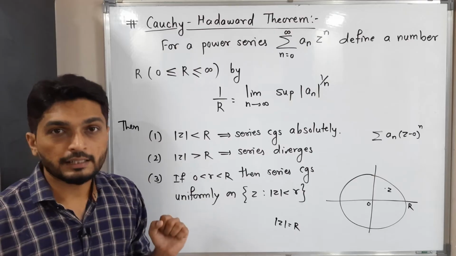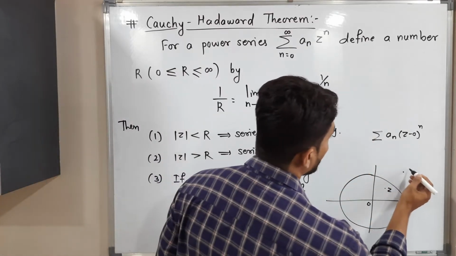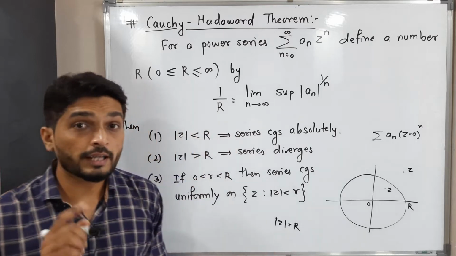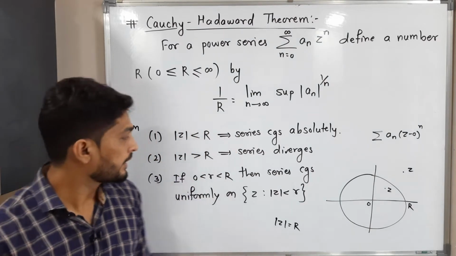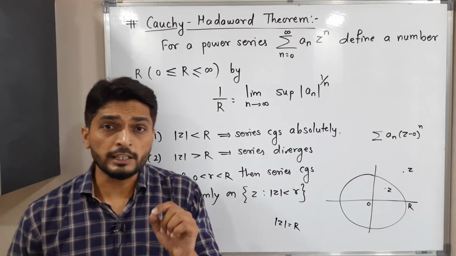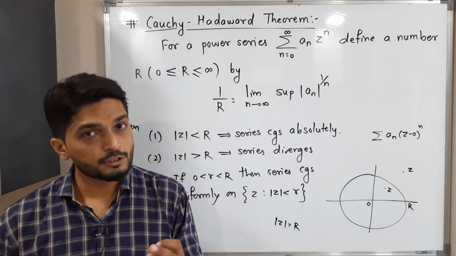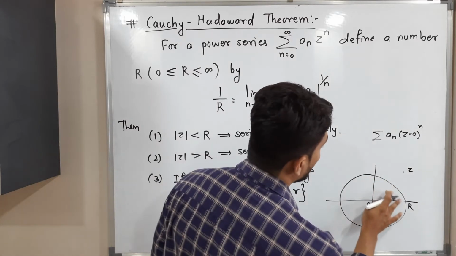|z| > R, that means outside this circle. So if you take any point z outside the circle, then for that value of z the series is divergent. Next, 0 < r < R. That means if you take any real number r which is less than capital R, let me show it here.